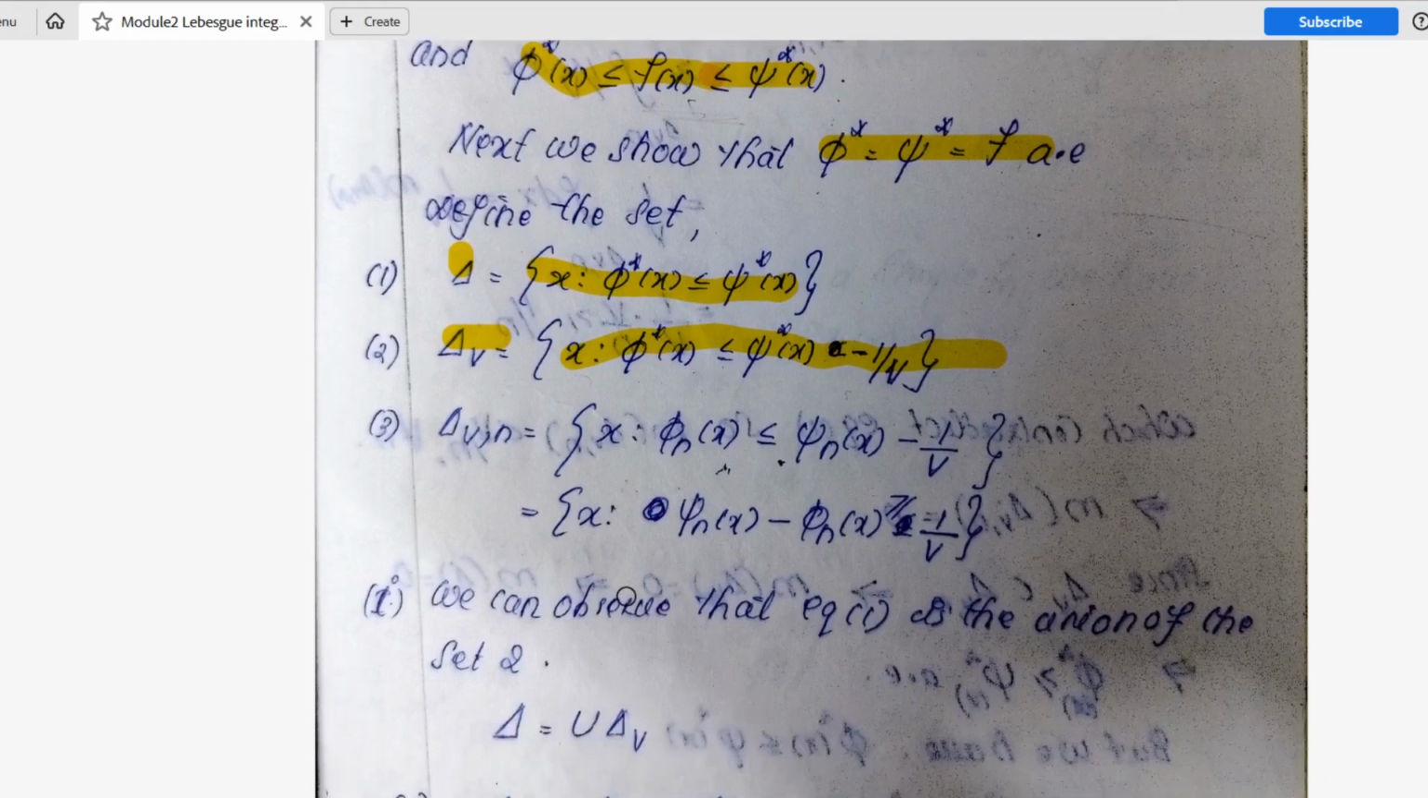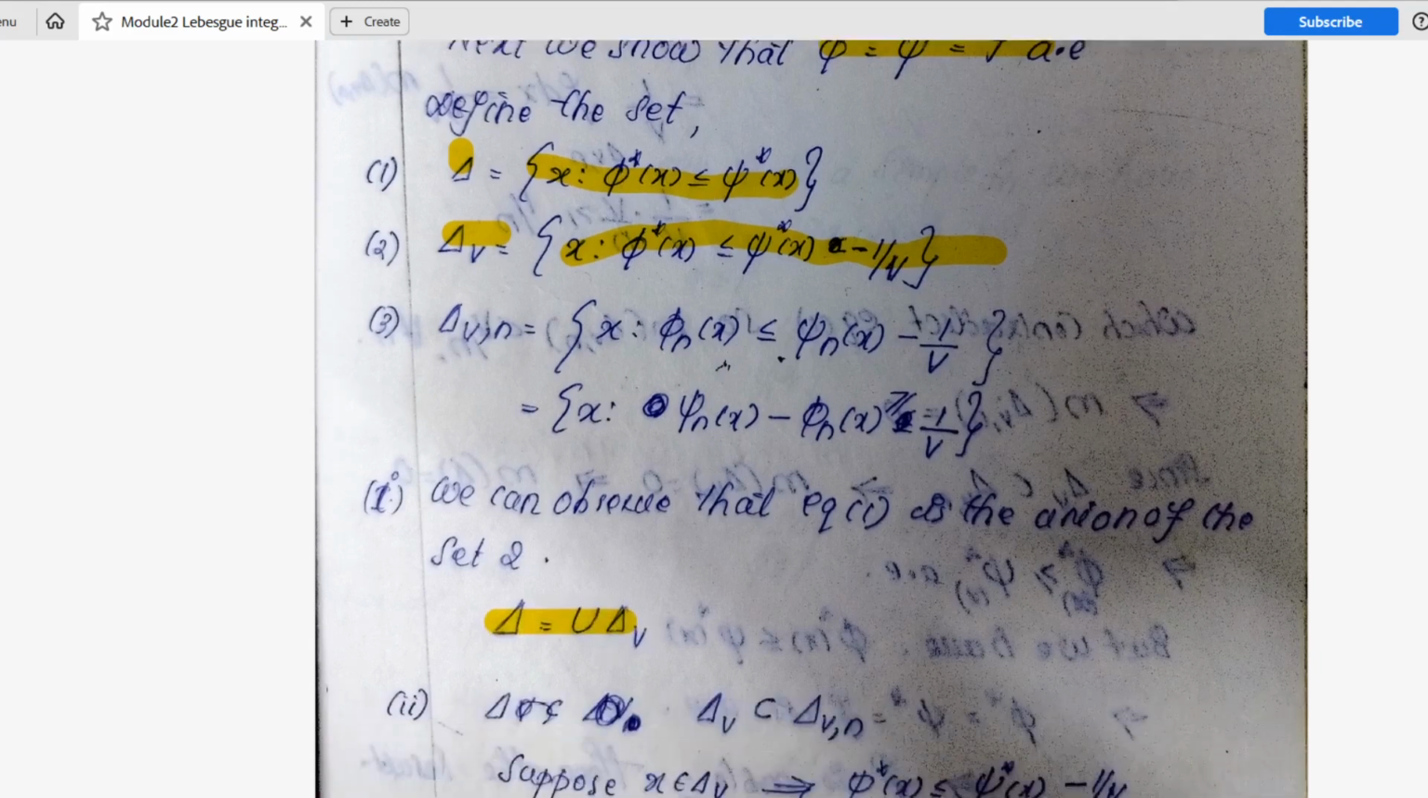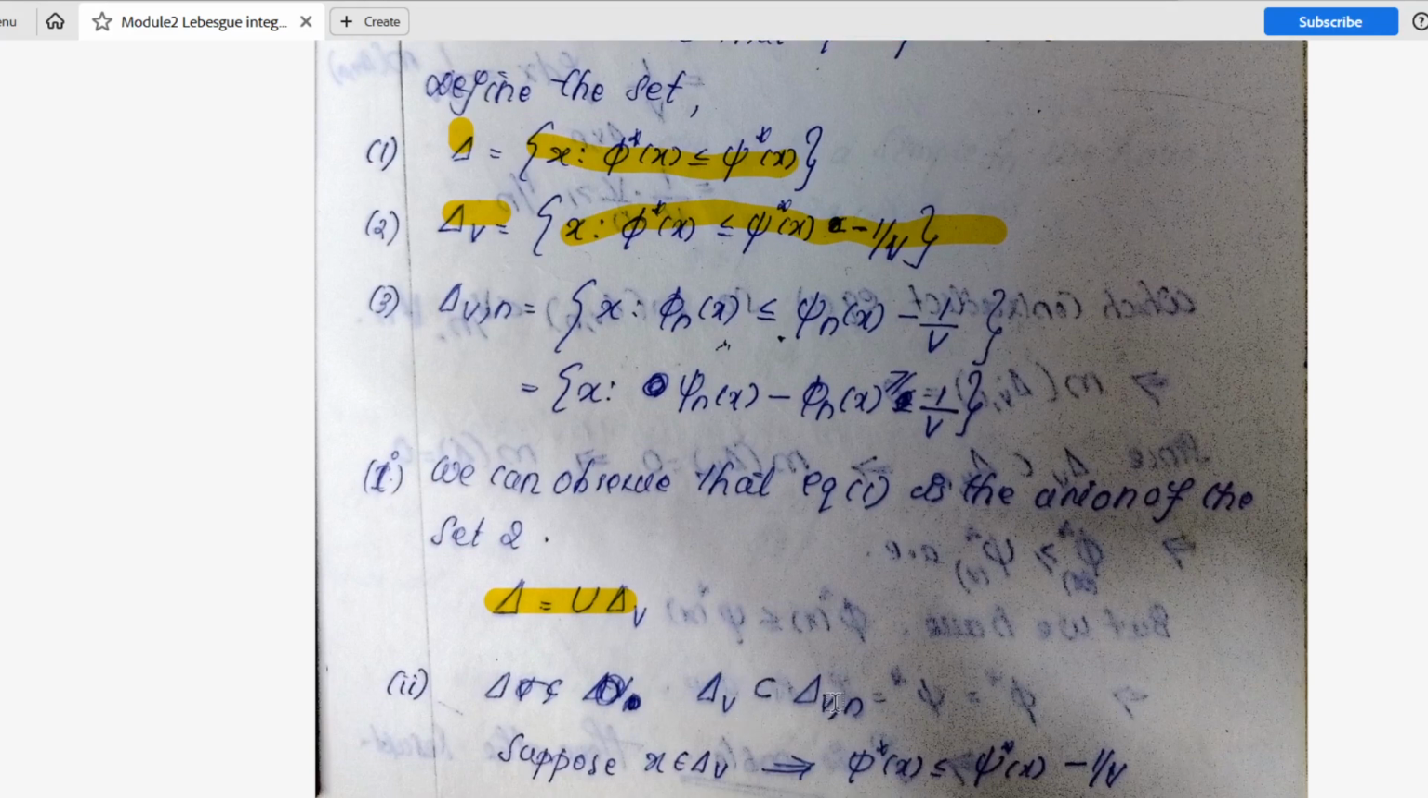First we observe that equation number 1 is the union of the sets. Taking the union over v, as n tends to infinity this will tend to 0, so delta is equal to the union of delta v. Number 2, delta v is a subset of delta v comma n, right?